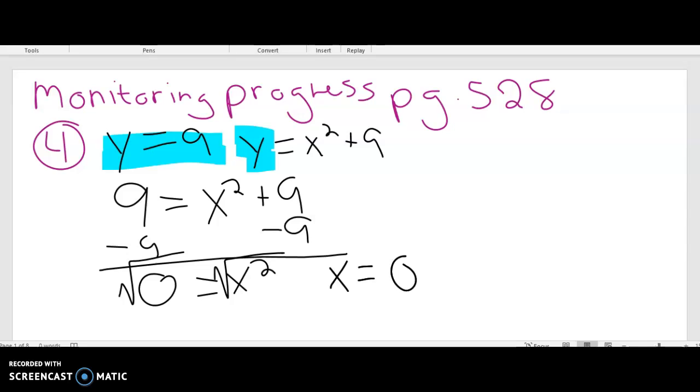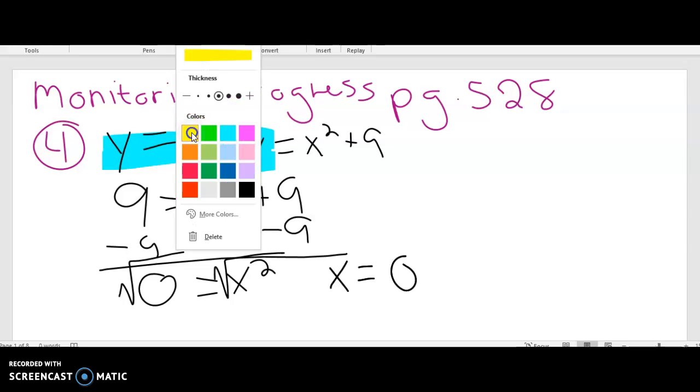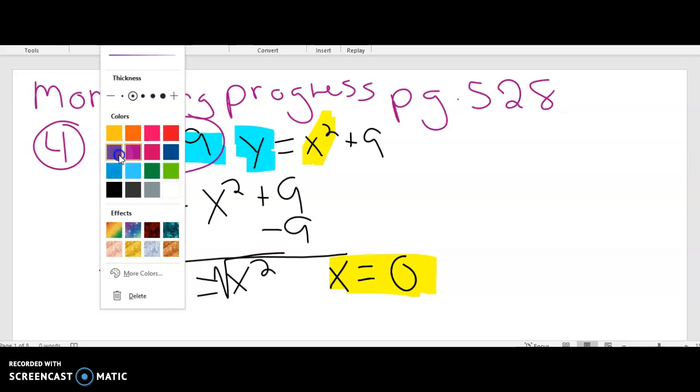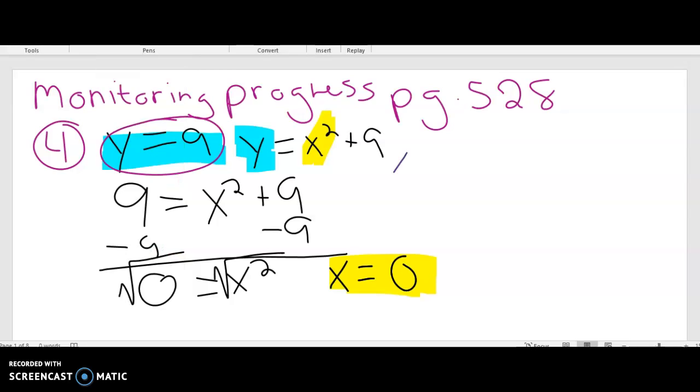Typically we would plug this 0 in for x up here. Let's change our color so you know what I'm talking about. But they already gave us a huge hint right here that y equals 9. Since they're already stating the fact that y equals 9, we don't have to do any more math. We are allowed just to utilize that and say that our solution is going to be 0, 9.